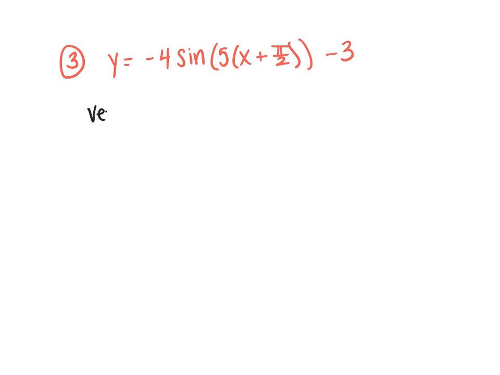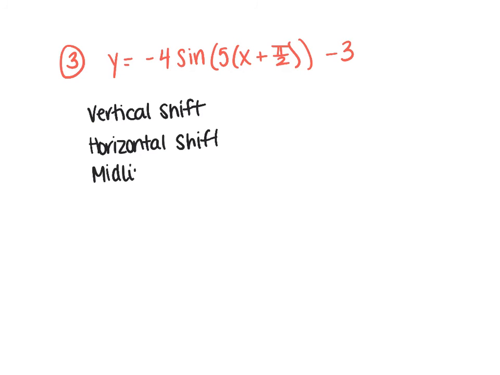Please tell me the vertical shift, the horizontal shift, the equation of the midline, and the maximum value and the minimum value. So take a couple minutes, try this problem on your own, and then hit resume when you're ready for the answer. Okay, so for vertical shift, you should have put down 3.